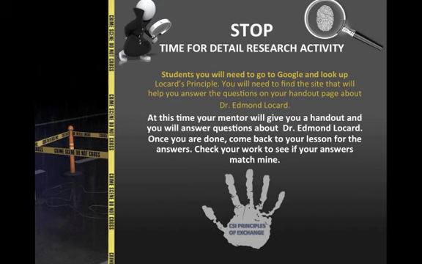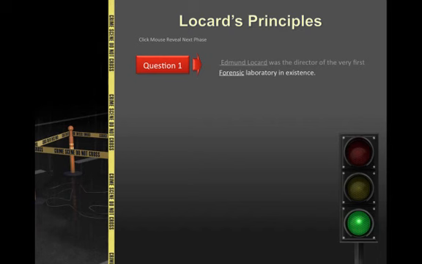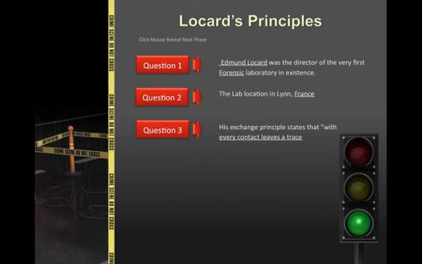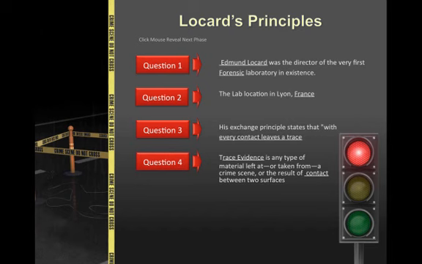Locard's principles. Question 1. Edmond Locard was the director of the very first forensic laboratory in existence. The laboratory was located in Lyon, France. His exchange principle stated that with every contact leaves a trace. Trace evidence is any type of material left at or taken from a crime scene or the result of contact between two surfaces. Hey, rookies, don't touch me.